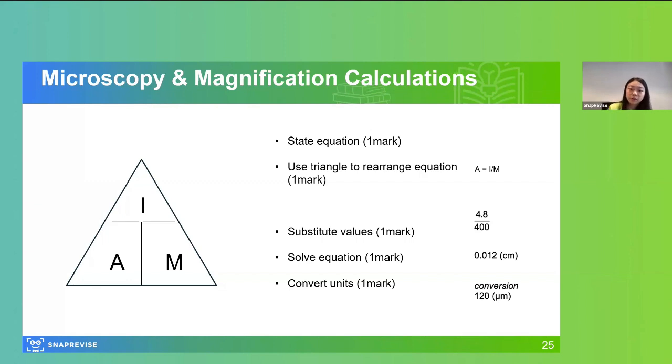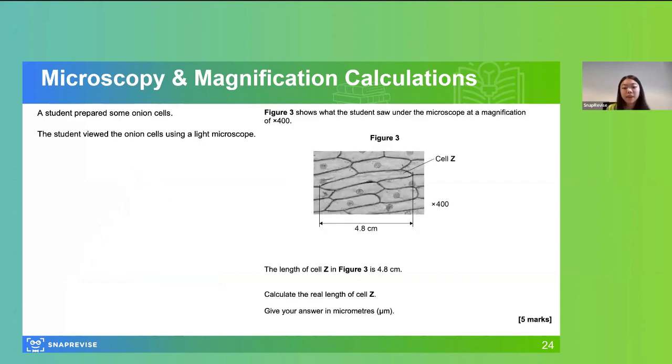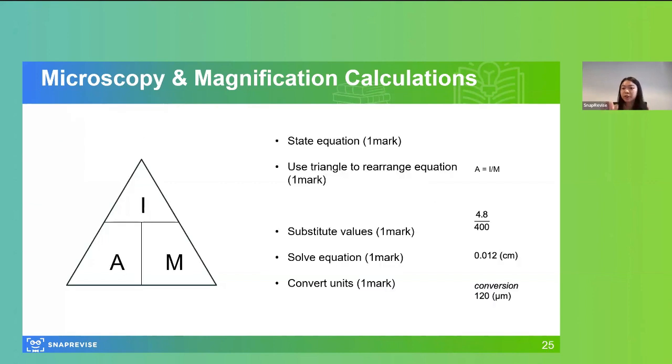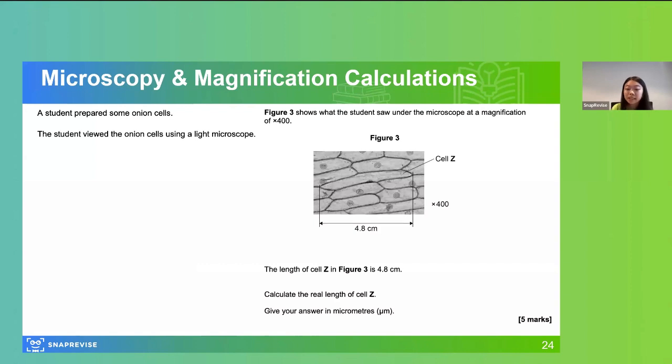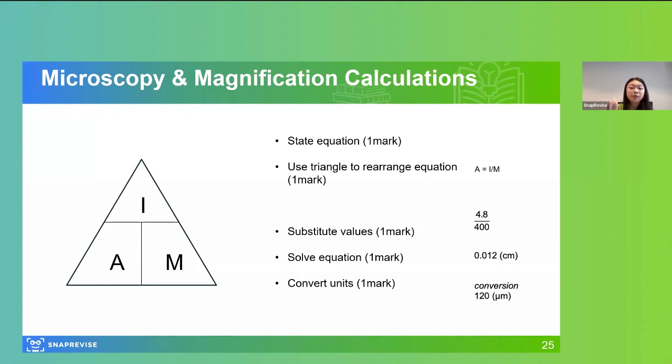Then you're going to put in the values. So in this question, it tells you that the length of the cell that you're seeing is 4.8 centimeters, and the magnification is 400. So you just substitute the values, rearrange it, and you see that actual size equals image size over magnification. So 4.8 over 400 gives you 0.012 centimeters. Now, here in the question, it is asking to give your answer in micrometers. So you have to be able to convert centimeters to micrometers, which in this case is 120.